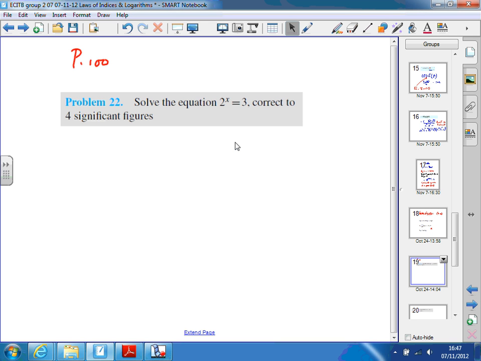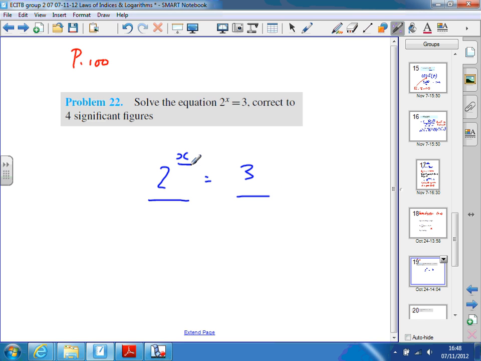What I do is, because x is in the power, I take logarithms of both sides. This is an equation, 2 to the power x equals 3. If it was 2x equals 3, it would be easy. 2 to the power x is 3. As soon as I see my unknown, my x, is in the power, logarithms comes to mind, or should do. Like any equation, if I want to do something to one side, so long as I do it to the other side, I've not changed the equation.